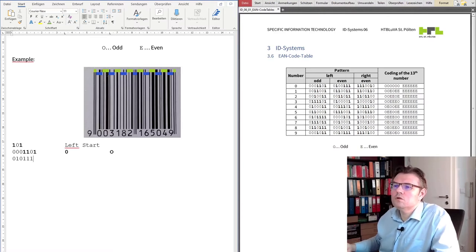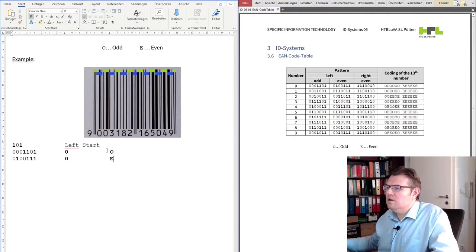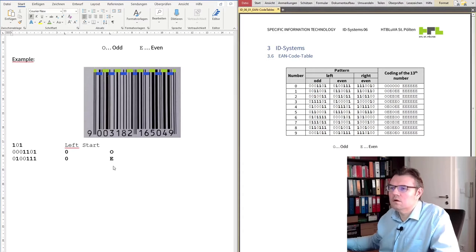Now this is how it should look like. So bold, bold, 0 1, the second zero is missing. This is how it looks like: 0 1 0 0 1 1 1. Okay, this is again a 0, and this time it is even. This is this coding here: 0 1 0 0 1 1 1.